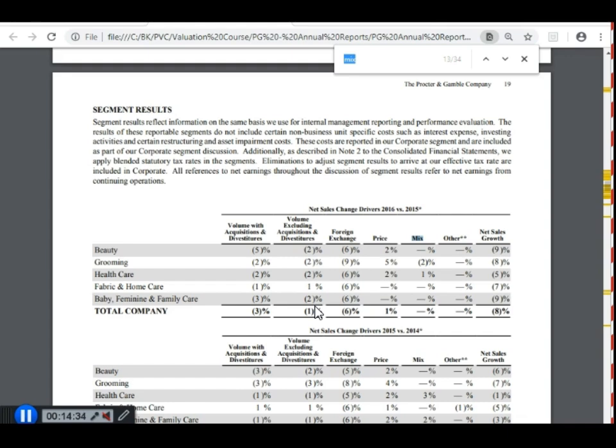And if you look into it, volume is low. Why? Because pricing is high. So generally in any environment when prices are going up very high, then volume is declining.